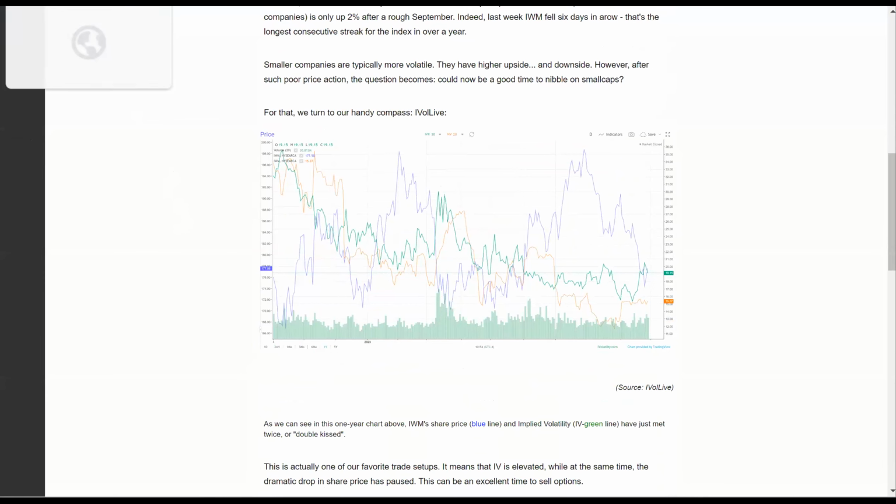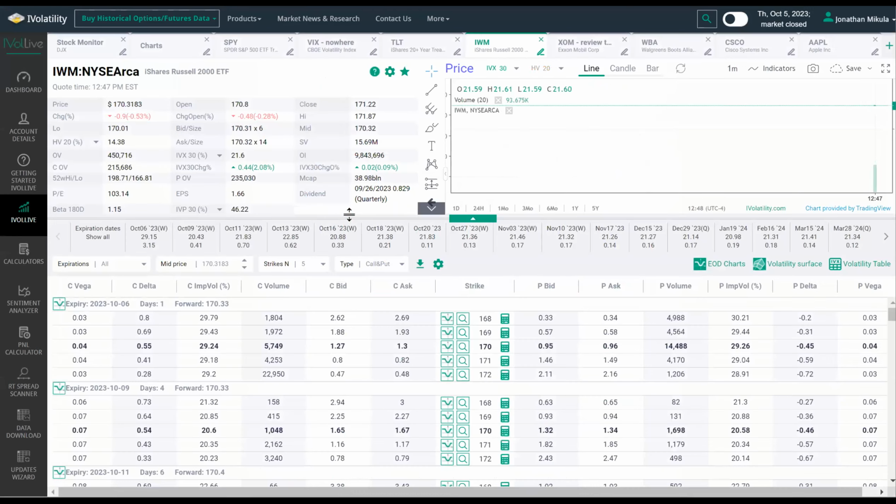I think I had it right here. Right here, our most recent editorial piece was on the Russell 2000. So we use that as our example to show how we draw the different conclusions, and then how we use IVolLive to structure 5 different trades: put, call, straddle, strangle, and covered call.